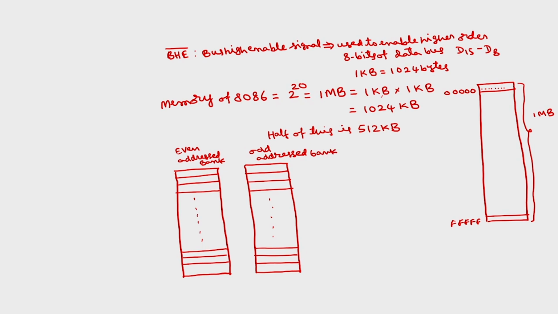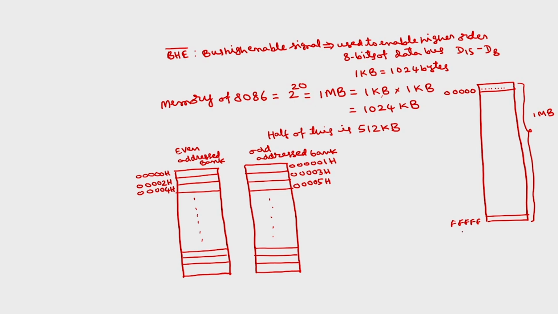So what are the addresses? Total addresses start at 00000H. This is the starting address of the total 512 kilobytes of memory that will go to the even bank. The second location, which is 00001H, will go to the odd bank alternatively. Then the next ones will be 00002H, 00003H, 00004H, 00005H, and so on.